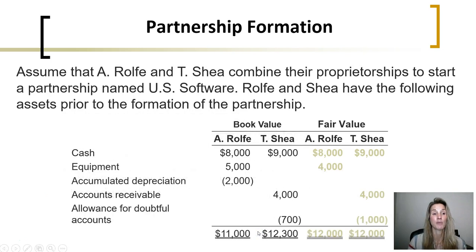In a partnership formation, assume that these two partners, Rolf and Shay, combine their proprietorships to start a partnership named US Software. These two individuals have the following assets prior to the formation of the partnership. Here we are seeing the assets, cash, equipment, along with the equipment's accumulated depreciation that Rolf is combining with Shay's cash, accounts receivable, along with the allowance for doubtful accounts. Here is the fair value of all of the assets.